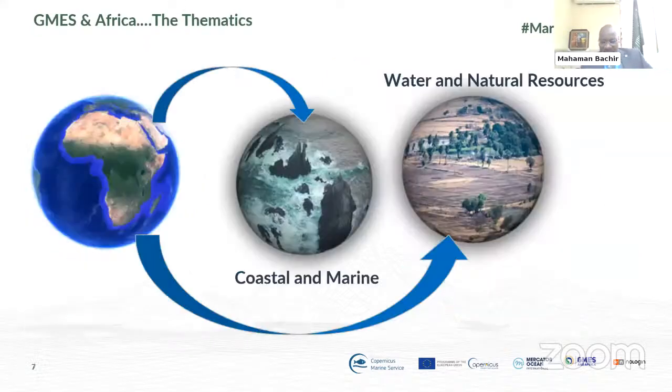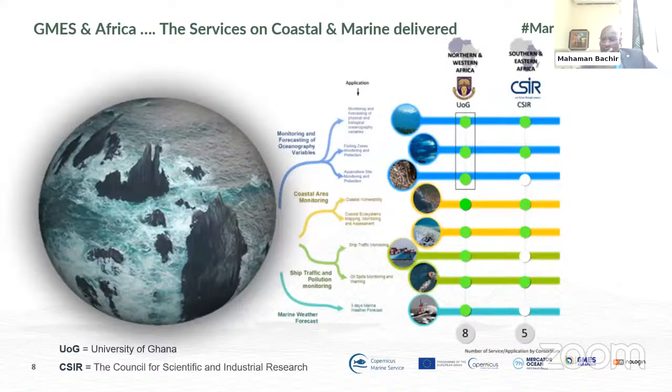In terms of thematic, these eight consortia are implementing the program through two thematics. We have water and natural resources, and we have coastal and marine. So I will not talk here on water and natural resources. I will just talk about the thematic on which we are talking right now, the coastal and the marine thematic. In the GMS and Africa program, we have for phase two, two consortia implementing activity on coastal and marine. I'm very happy one of the representatives are here, University of Ghana and the CSIR.